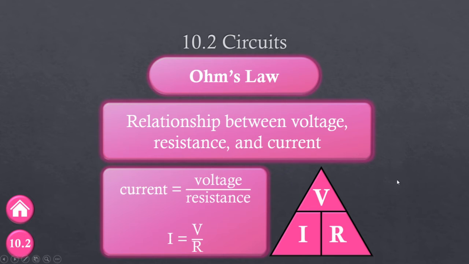We summarize the relationship between voltage, current, and resistance in an equation called Ohm's law. Ohm's law says that current is equal to voltage divided by resistance. I is equal to V divided by R. So since V is on top, if V gets bigger, so does I. R is on the bottom, so if R gets bigger, I gets smaller. You're dividing by a bigger number, which means that the overall current gets smaller.